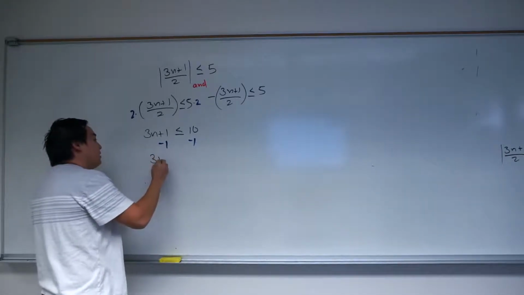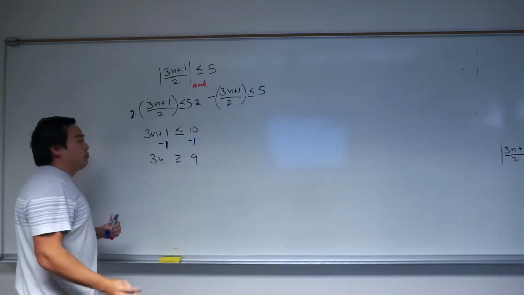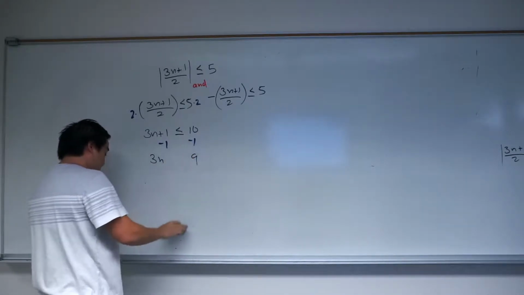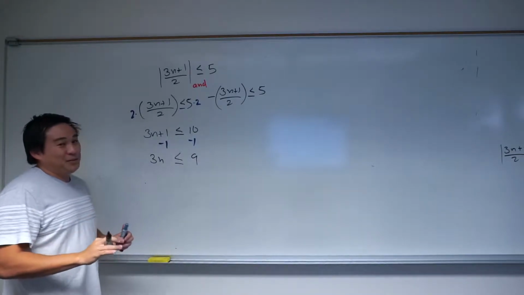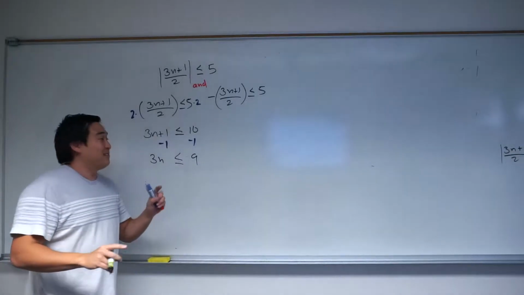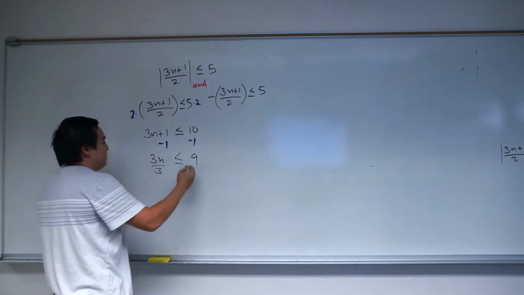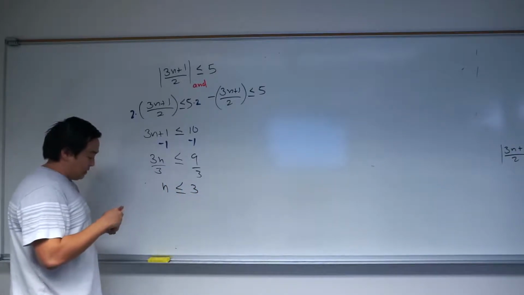You get 3n is greater than or equal to 9, because no, that's not right. Less than or equal to 9. We only flip the inequality when we're multiplying or dividing by a negative. We subtracted, so we don't have to do it. Okay. And then lastly, divide through by 3. So n is less than or equal to 3.